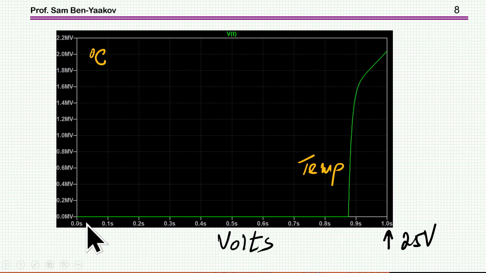This is time, but in fact this is volts because I'm increasing the voltage as a ramp, so the voltage is proportional to time, and 1 second is 25 volts. At the beginning, the temperature is low. Notice this scale is in mega volts, which represent mega degrees centigrade. And so at the very beginning, it's very low. And then at one point, we have a breakdown, and then we have a thermal runaway, and temperature shoots up to a very high value. Of course, these are not practical physical values.